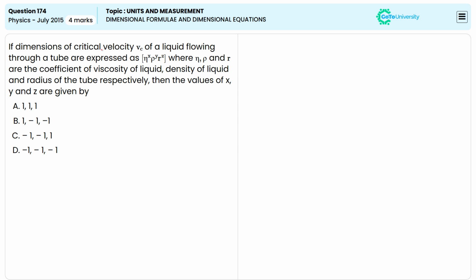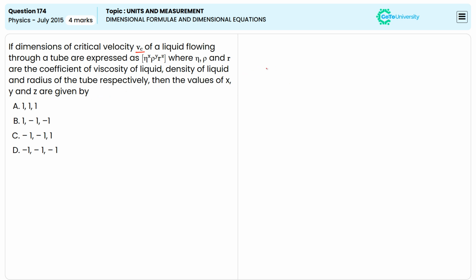If the dimensions of the critical velocity, that is Vc, of a liquid flowing through a tube are expressed as eta to the power of x, rho to the power of y, r to the power of z, where eta, rho and r are the coefficient of viscosity of the liquid, the density of the liquid and the radius of the tube respectively, then the values of x, y and z are given by.